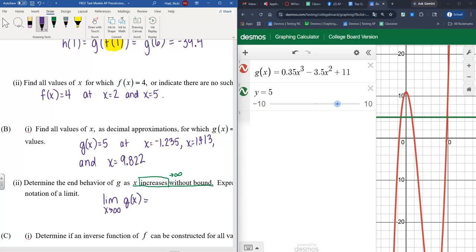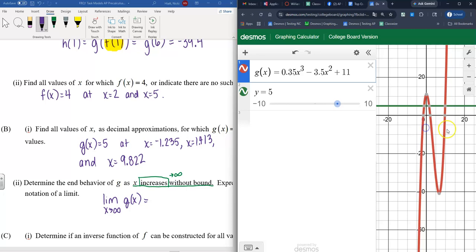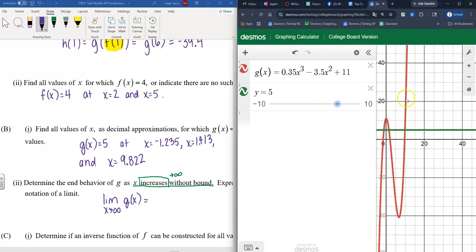And that is just asking us what's happening to our y values as we go to the right. And as you can see here, you can zoom out to the right, our graph just goes up, up, up, up forever towards positive infinity. So that's all they're looking for here. Do not give the limit notation for the left side. Don't talk about the limit as x approaches negative infinity. This question is not asking you that. That would be for whenever x decreases without bound.